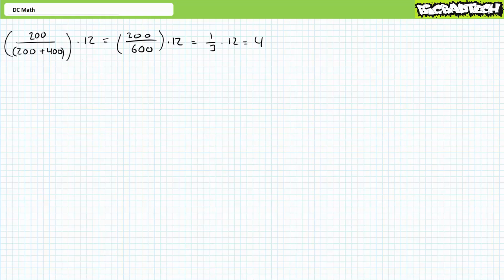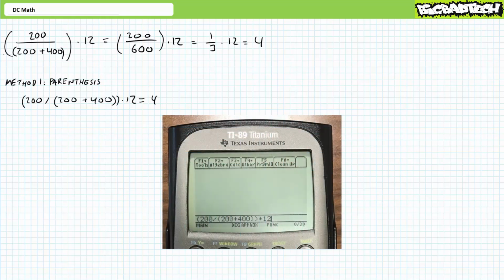Now, how do we feed the calculator this exact expression? There's two methods. Actually, there's a bunch of methods, but I'm going to highlight two. Method 1, use parentheses. Use as many parentheses as you want to make it exceedingly clear the desired sequence of operations. Some of these parentheses might be an overkill, but who cares? The more explicit your directions are, the less chance of error. Here's one way to write this expression in one line. Parentheses 200 divided by parentheses 200 plus 400 parentheses times 12, press enter. The calculator returns 4 as we expect.